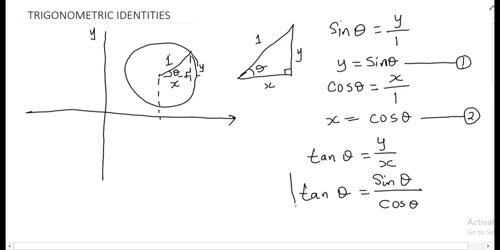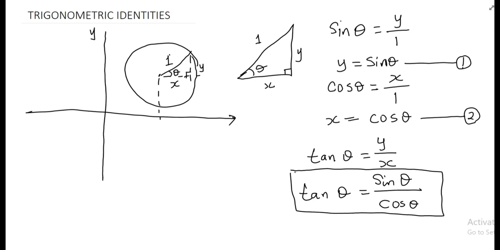So this is an identity that is very, very important. If you take note of this, tan theta is equal to sine theta all over cos theta. So let's tag this equation 3. Of course, it's our first identity, but let's tag it equation 3.